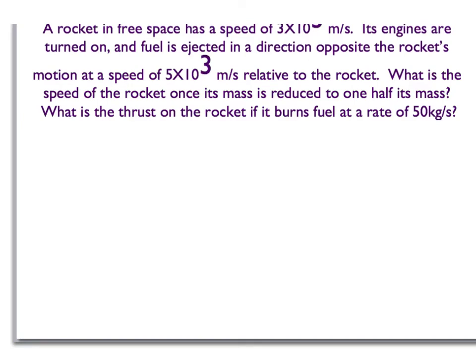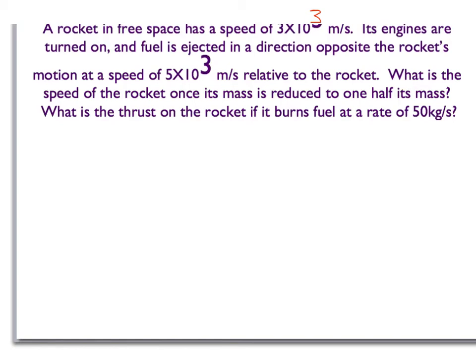So let's look at an example of this. We have a rocket in free space that has a speed of 3 times 10 to the third meters per second. Its engines are turned on and fuel is going to be ejected in a direction opposite the rocket's motion at a speed of 5 times 10 to the third meters per second relative to the rocket. The first question is, what is the speed of the rocket once its mass is reduced to 1/2 its original mass?